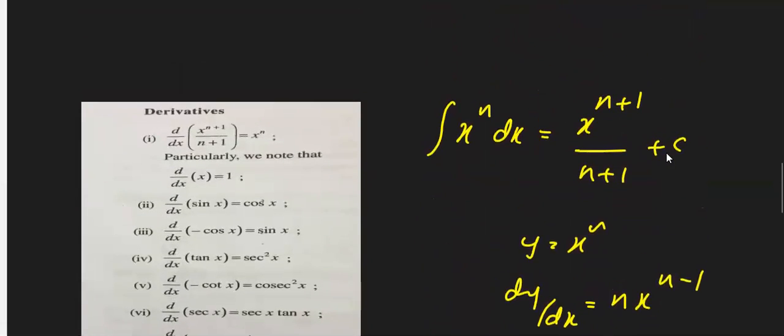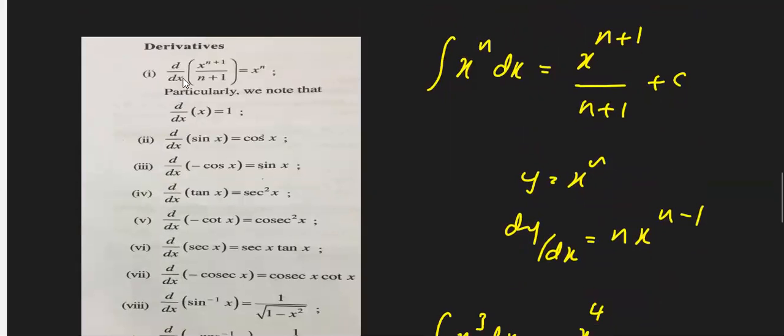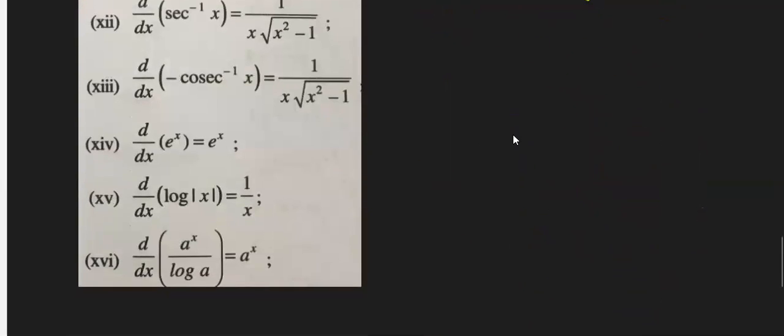Now we'll recall all the derivative formulas. Using that, we'll form the integral formulas. So this is the first one, integral x power n dx equals x to the power n plus 1 divided by n plus 1 plus c. Now consider trigonometric functions. Integral sin x dx. We know that sin x is the derivative of minus cos x. So integral sin x dx is minus cos x plus c.